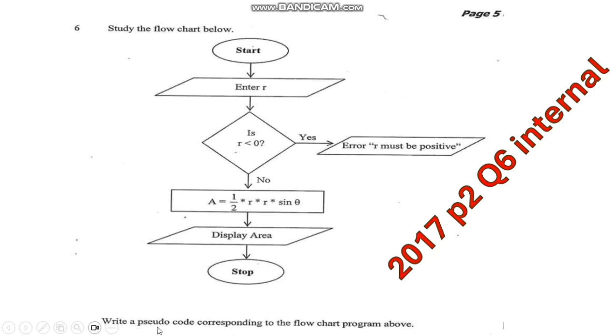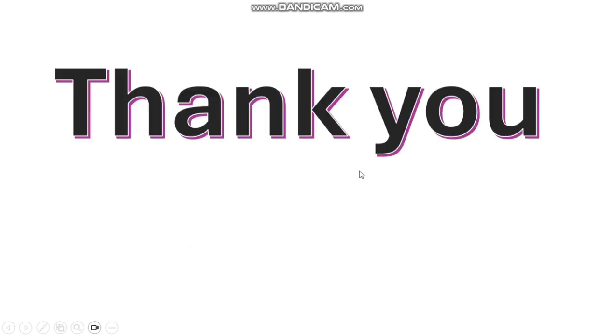So this is now the question. Write a pseudocode corresponding to the flowchart program above. You need to write a pseudocode that will correspond to the flowchart that you are given. This is a question that came in Mathematics Paper 2 for 2017, specifically question 6, and this was for internal candidates. So we have come to the end of our session.